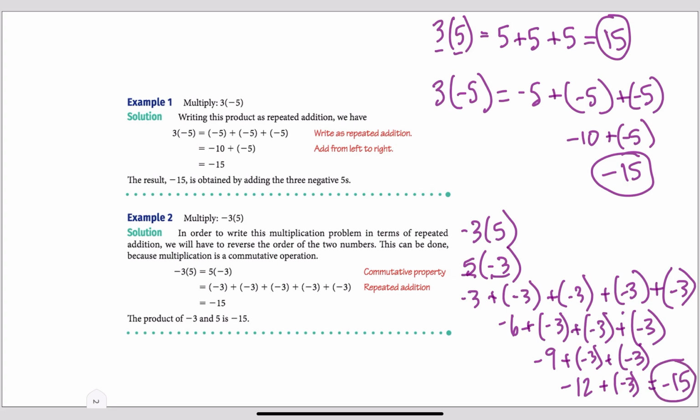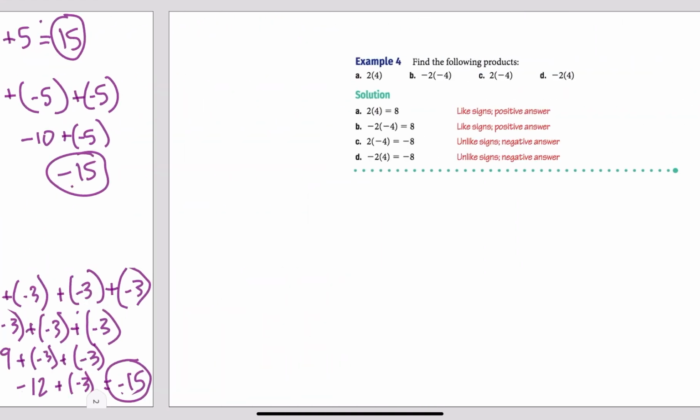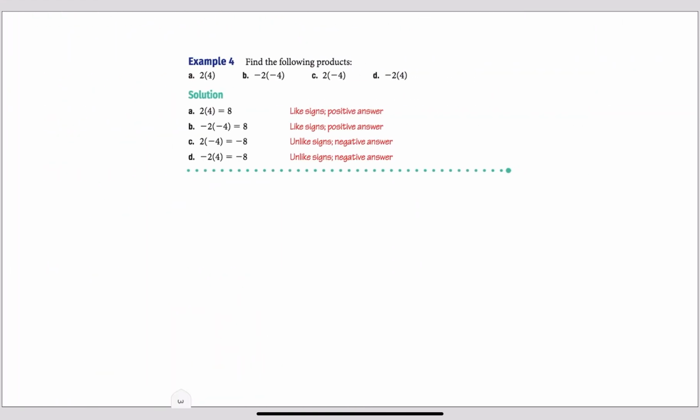So you can see here that when we multiply two numbers, 3 and 5, if they're both positive, as in the first example, then the result is positive. If one of them is negative, in the second and third example, then the result is also negative. So hopefully that makes sense.